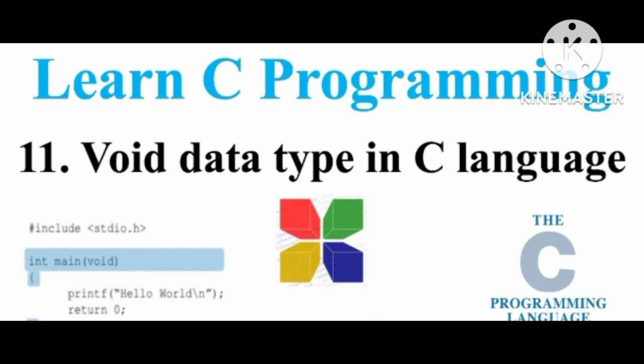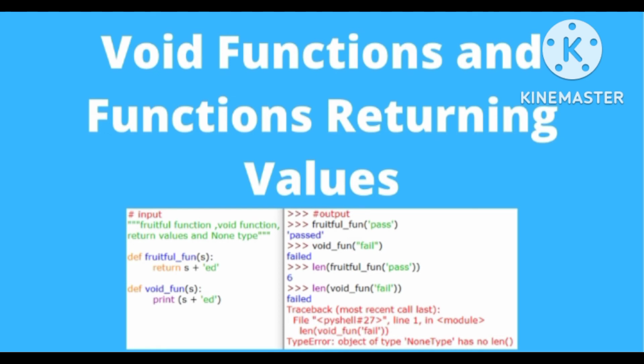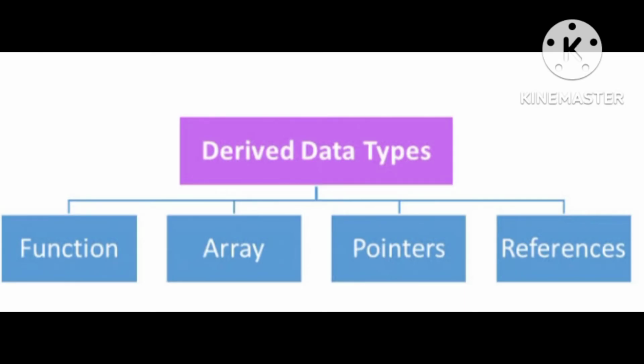And the next one is void. Void means valueless. Void is mainly used for functions. Void means it does not return any value. And basic data types are also called standard, fundamental, built-in, primitive, primary, and the examples integer, character, float are mainly used.